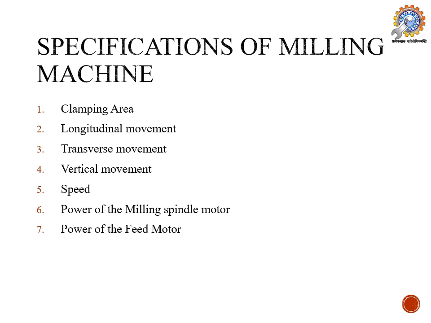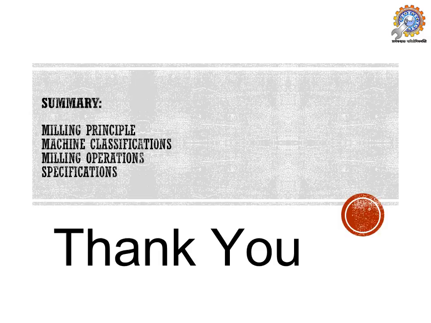Power of the milling spindle motor is the power capacity of the motor of the spindle, expressed in kilowatts. This indicates both the consumption rate as well as the working rate. Then coming to the last one, the power of the feed motor. This is the power capacity of the feed motor, expressed in kilowatts. While we are operating the cutter, this feed motor performs a major role.